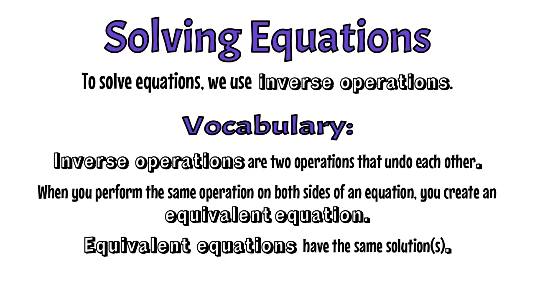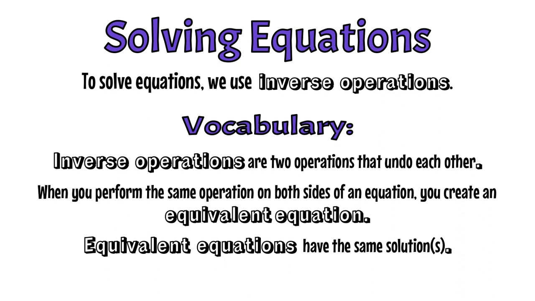We use properties of equalities and inverse operations to solve equations. Inverse operations are two operations that undo each other. For example, if we add 2 and subtract 2, these two operations undo each other. So if an equation contains adding 2 to a variable, we would subtract 2 to undo that operation.